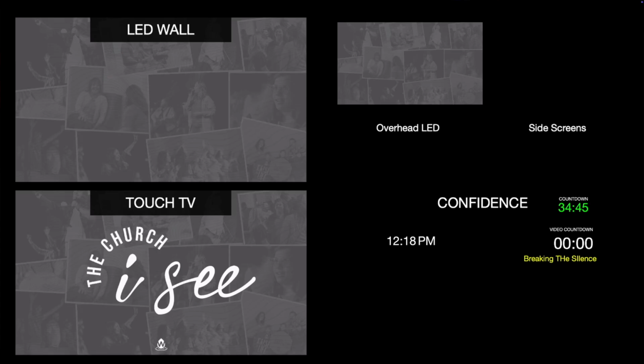Well, it looks like we look at the LED wall, we have this graphic on the back, we have the same graphic on the overhead LED, and we have a different graphic on the touch TV. Well, that graphic is coming from the slide, I can tell by looking at it. But where are the graphics for the LED wall and the overhead LED coming from? Well, here's an interesting thing.